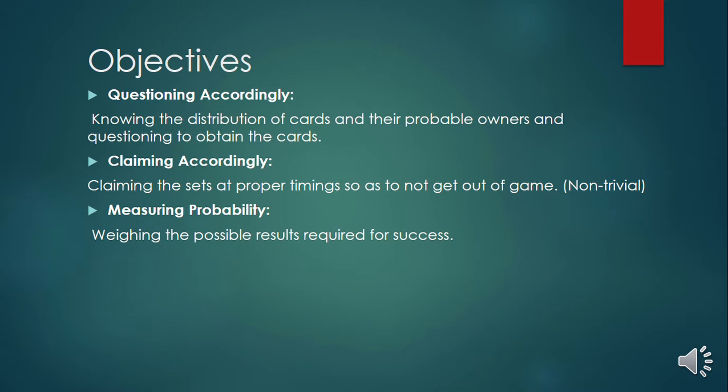First of all, the objectives of the game. You can see I have three objectives. First one is questioning accordingly, in which knowing the distribution of the cards and their probable owners and questioning to obtain the cards. Second is claiming accordingly, claiming the sets at proper timings so as not to get out of the game. That's non-trivial. And the third one is measuring probability, weighing the possible results required for success.